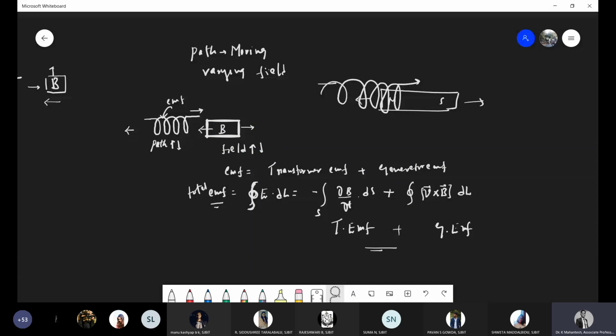Hope you understood this concept. So in the next class, we shall discuss displacement current or the modified Ampere circuital law. Is it okay?